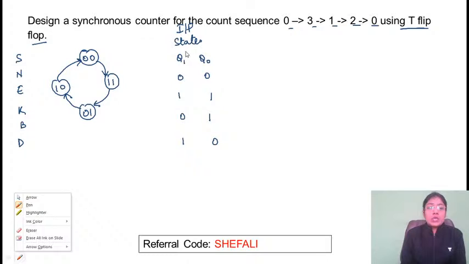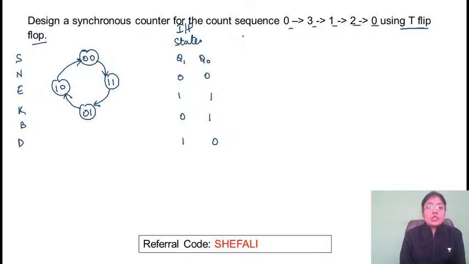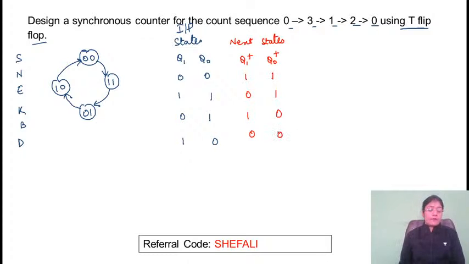Whatever I have written in blue, that is the input. Using this information we have to determine the next states, Q1 plus and Q0 plus. For 00 the next state is 11. For 11 the next state is 01. For 10 it is 00. So this we have determined.